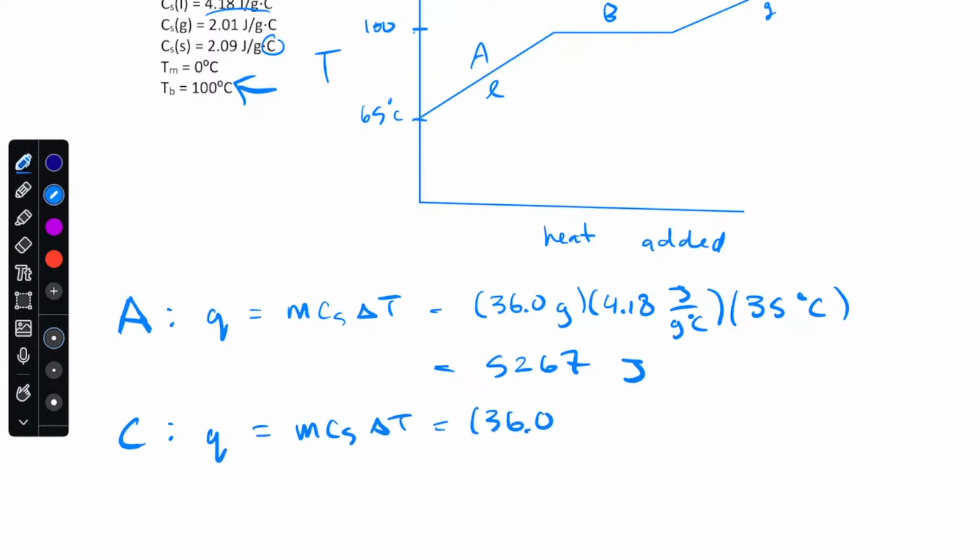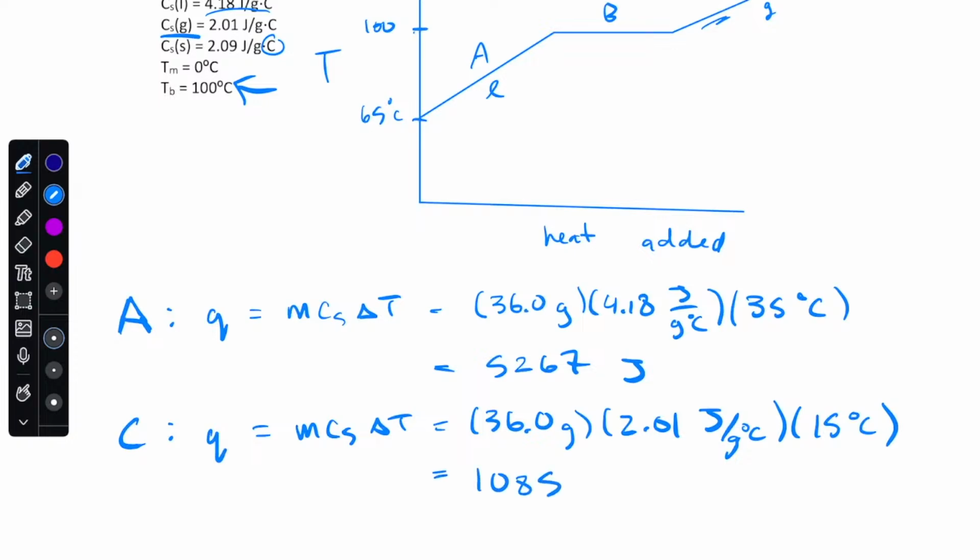Still the same old 36 grams. Now we're in the gas phase up here, so we have to use the c for the gas. And our delta T is going from 100 to 115. So that's a 15 degrees Celsius increase there, which is 1085 joules.